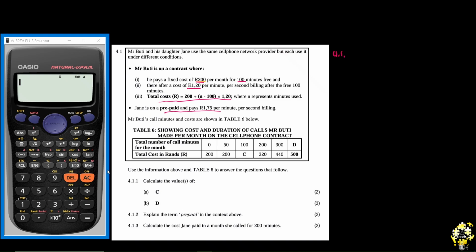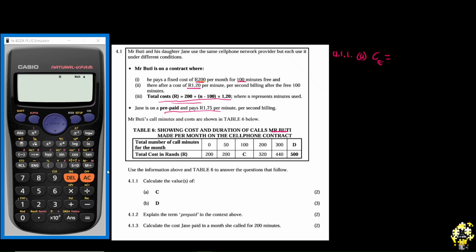4.1.1. It says that we should calculate the values of C and D. Let's start with the value of C. What are they looking for? Total cost in rands for who? This table shows cost and duration of call. Oh, this is for Mr. Booty. So we know we need to focus on this formula here because it's for Mr. Booty. For the total cost, we are going to use the same formula that we have been given for Mr. Booty.